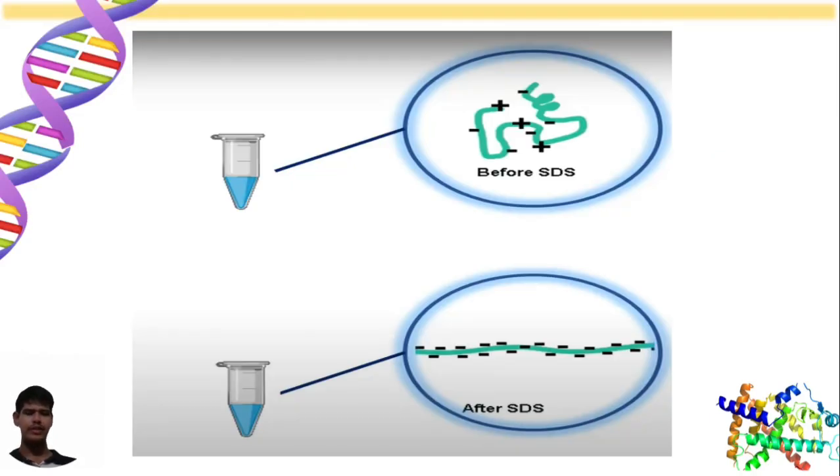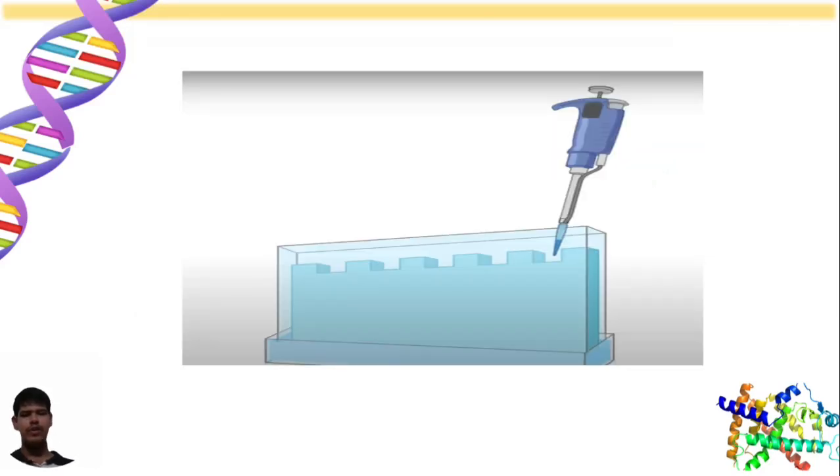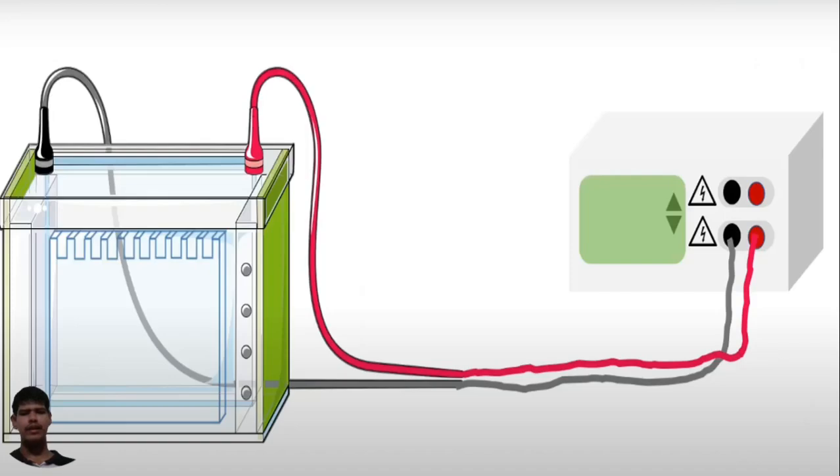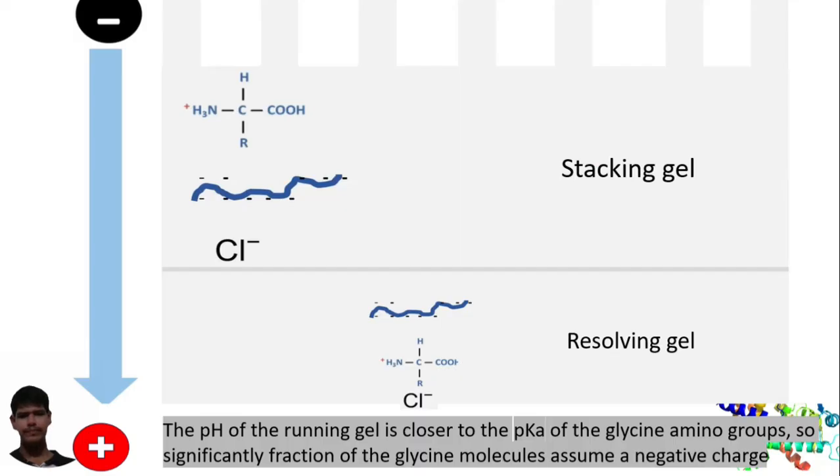Since we added SDS, there is a net negative charge on the protein. After loading the sample and an electric gradient is applied, the proteins start separating out on the basis of size. Here, while loading, we add some salts like chloride and glycine. The main reason is to stack the proteins, because the order in the stacking gel is chloride, then protein, then glycine. This helps to stack the protein in the same line.